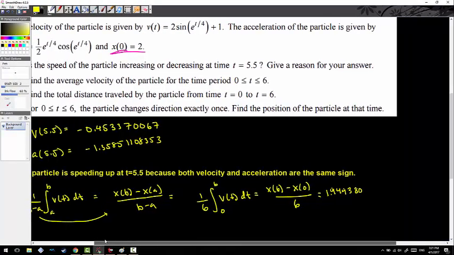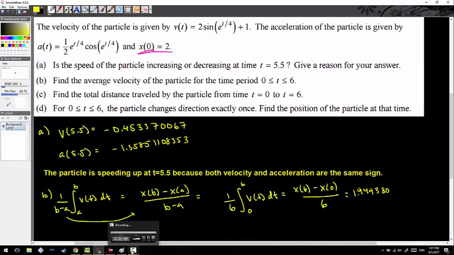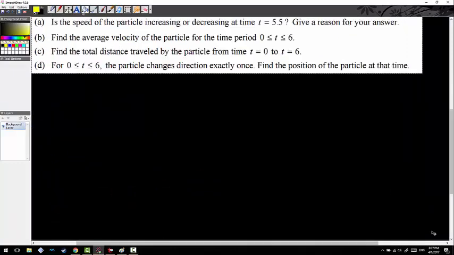Alright. Let's take a look at Part C. Alright, so Part C, let's go ahead and take a look at some total distance traveled here. How do we do total distance traveled? Well, what I'm going to do is I am going to have to use integration, right? I'm going to integrate, so this is Part C, I'm going to integrate from 0 to 6 because that's the interval that is being asked of me. And I'm going to just absolute value my velocity.